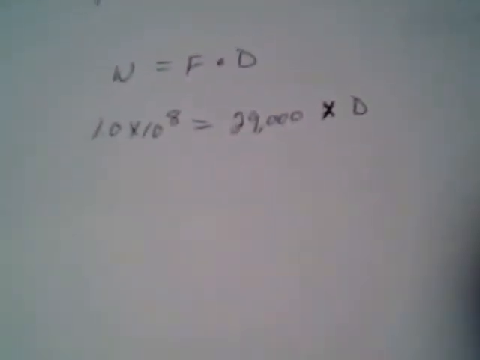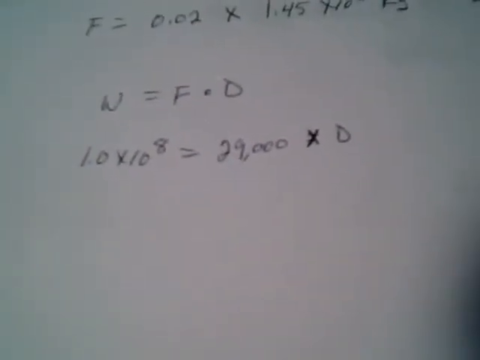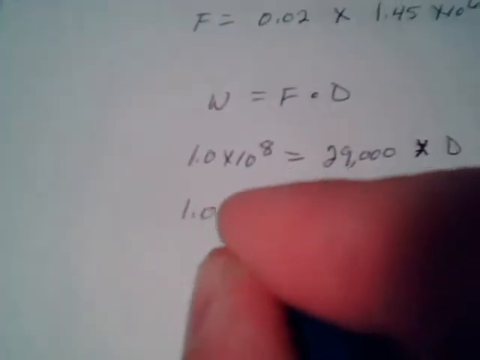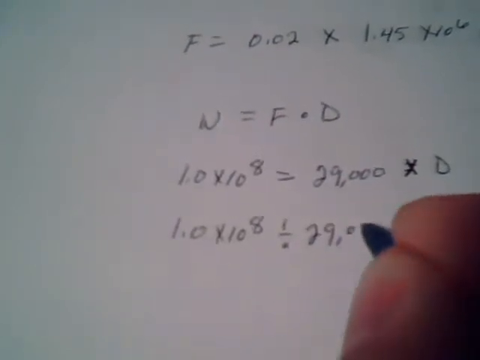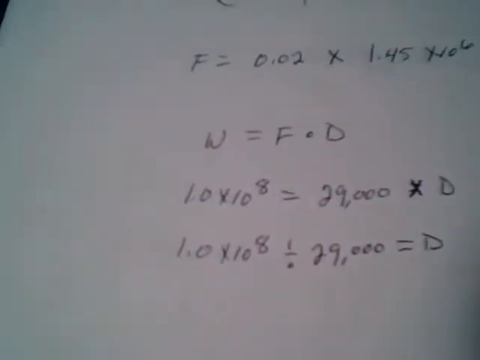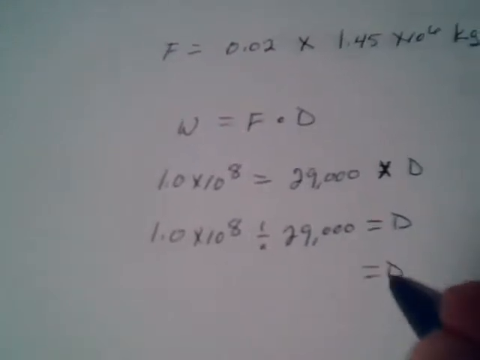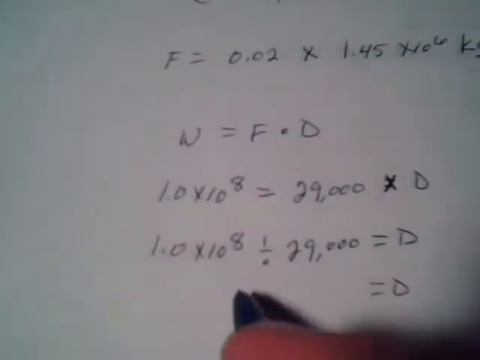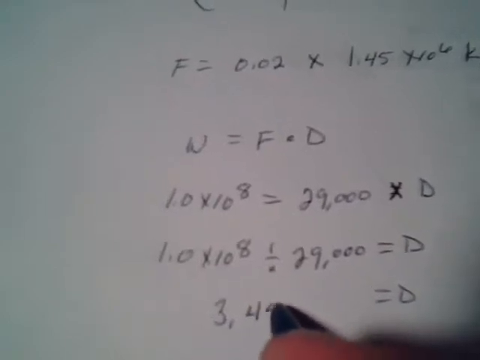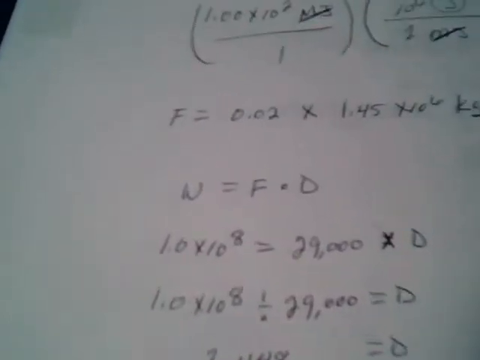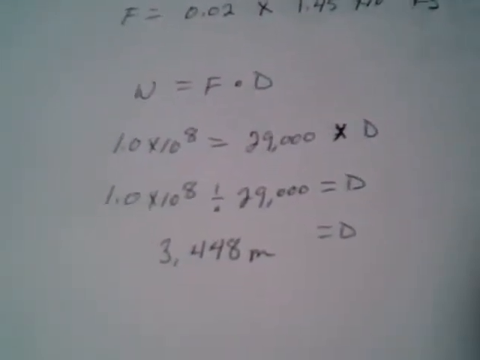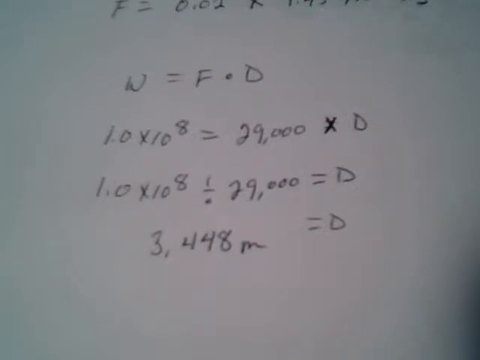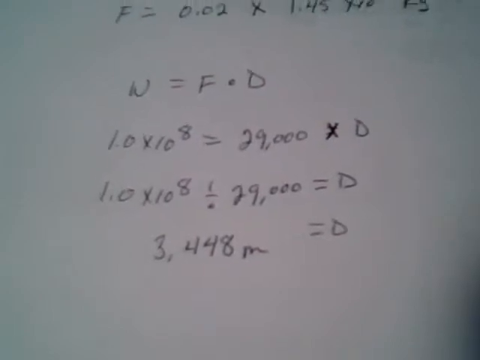So the opposite of multiplication is, of course, division. So we move this over until we get 1.0 times 10 to the 8th divided by 29,000 is equal to D. So when you plug that into your calculator, your distance is 3,448 meters.